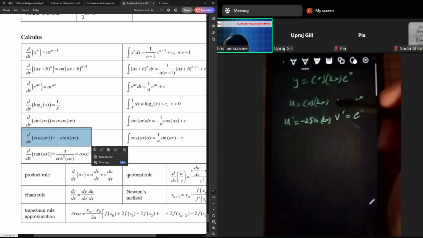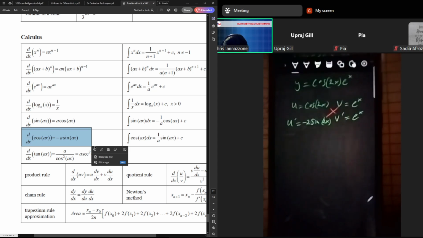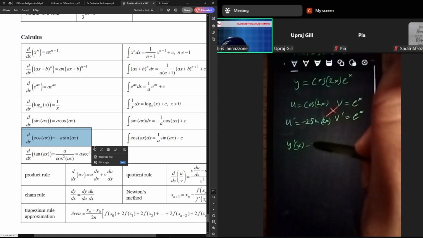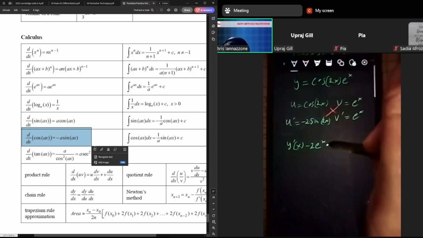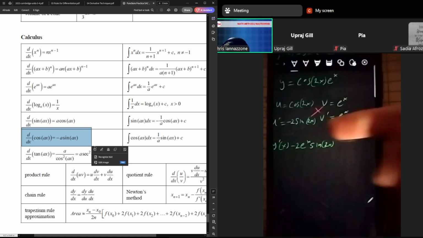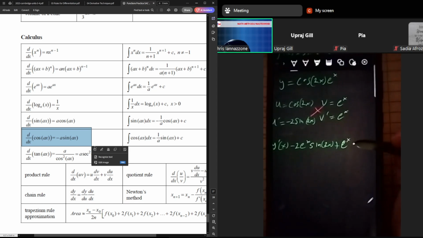And then obviously, to finish off the product, you do your cross multiply. So y dash of x is therefore minus 2 e to the x sine 2x, and then this one over here, plus e to the x cos 2x.